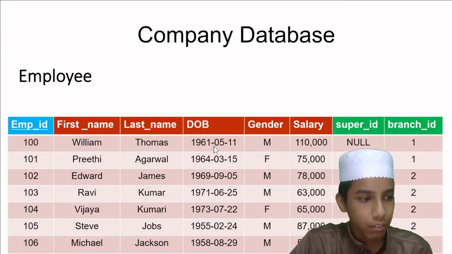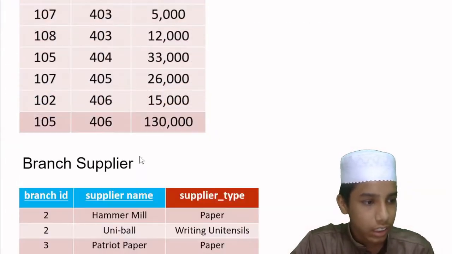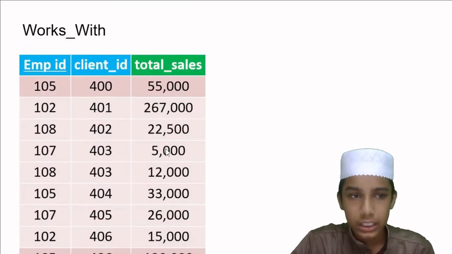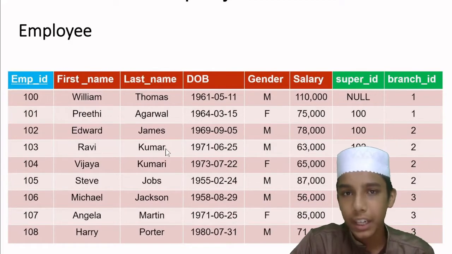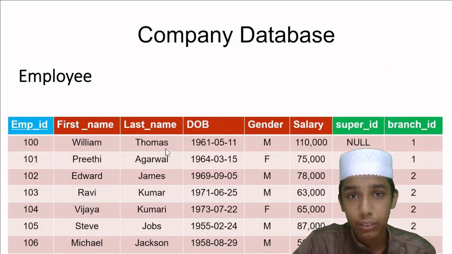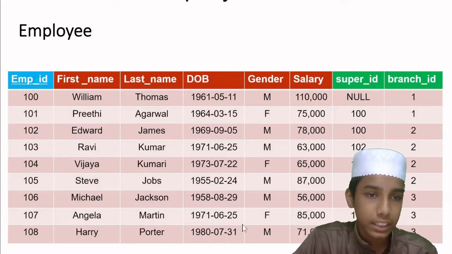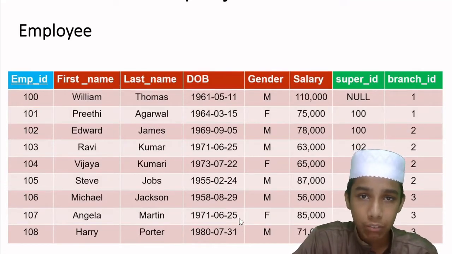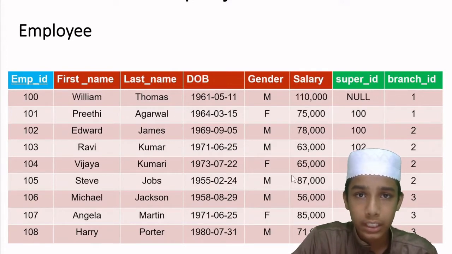In this table we have the employee table, branch table, client table, works with table and branch supplier table. I have created these tables because we have not learned all of the things that we can do in SQL. So I can't explain some of the more complex things with that small table, because the table is not that complex.